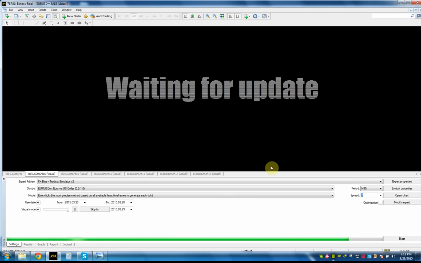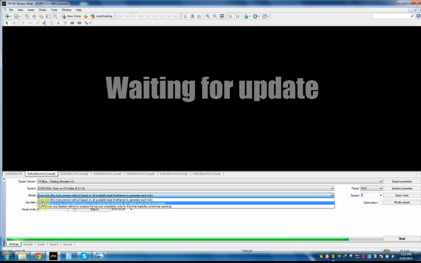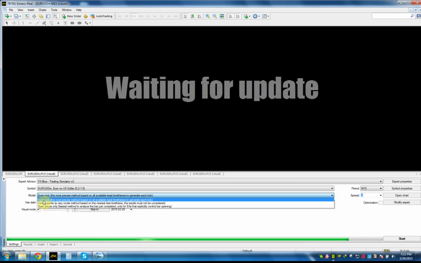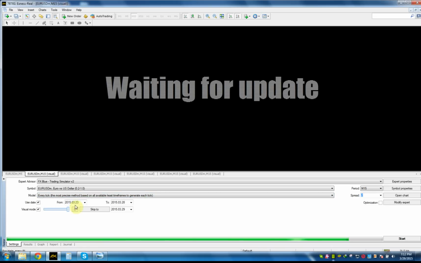of course. So we're looking at the euro-dollar pair here. We want to analyze tick counts. Remember, ensure that you select every tick, because that's how the volume bars collect tick data from the history data. It analyzes every tick, the most appropriate method based on the available lowest time frame to generate each tick. You understand? So select each tick. Forget about all the others. Select each tick.